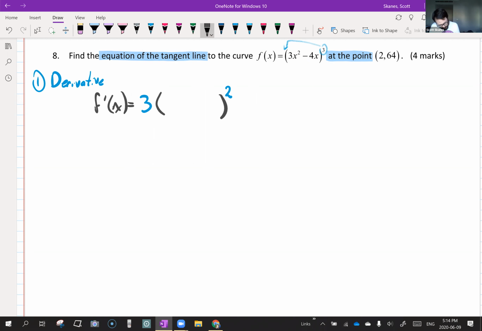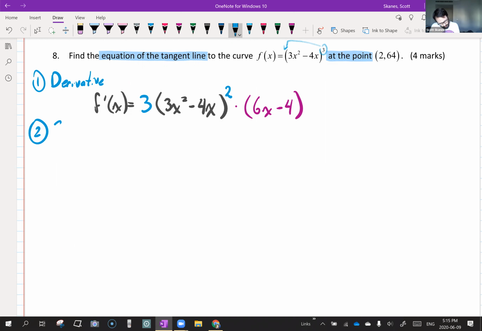So right now, we copy what was inside. We've only done the power rule. And the chain rule dictates that I need to do the derivative of the inside, which is going to be 6x minus 4. All right, that's my function. You were right, actually, Ali. By doing the derivative, we had to do the chain rule.